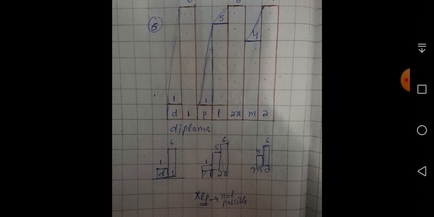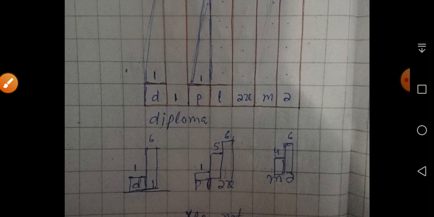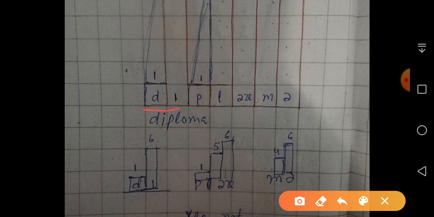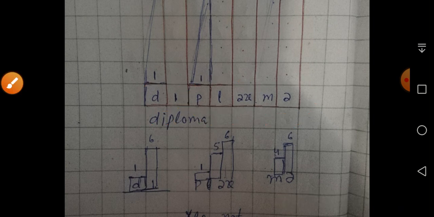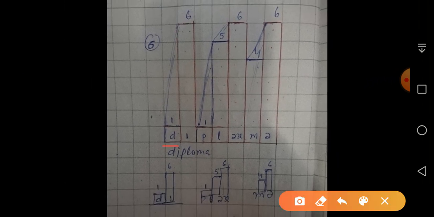Now, the last example is this one. Here is a bigger word, diploma. Diploma, as we can see here, has three syllables. So, let's see the sonority principle in each. Okay, let me describe it here. The first syllable is di.